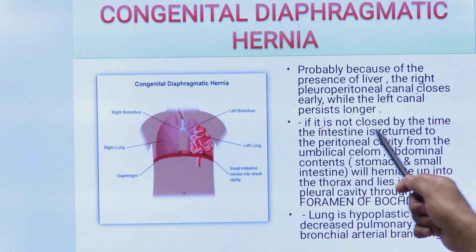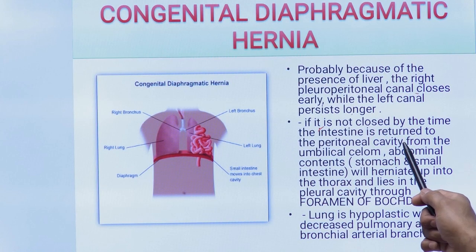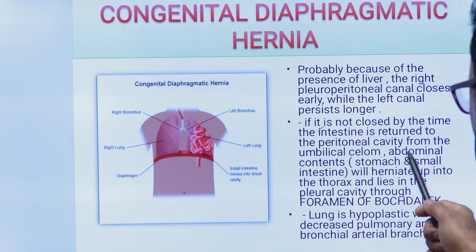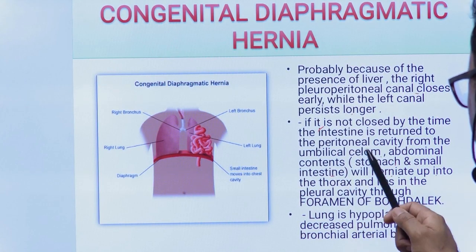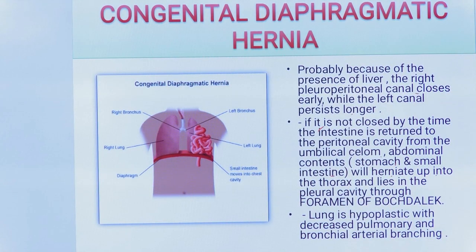If it is not closed by the time the intestine returns to the peritoneal cavity from the umbilical region, the abdominal contents, the stomach and the small intestine, will herniate up into the thorax and lie in the pleural cavity through the foramen of Bochdalek.